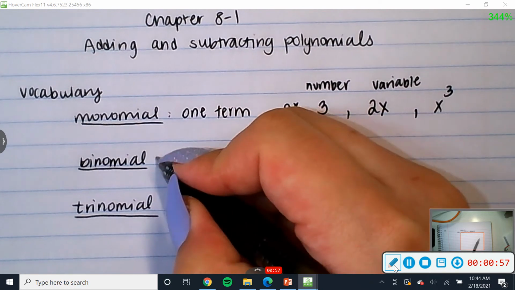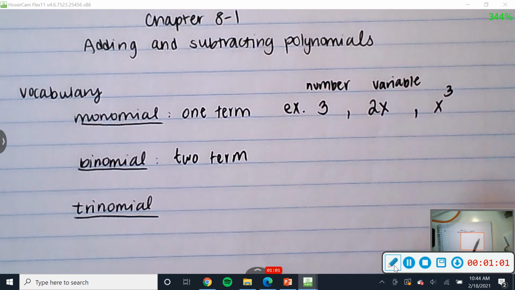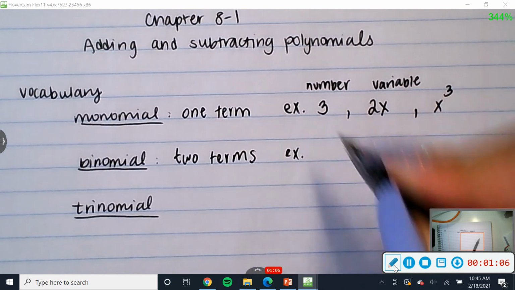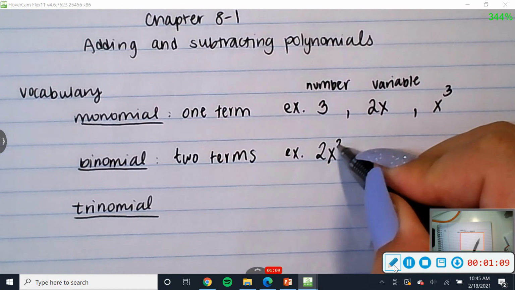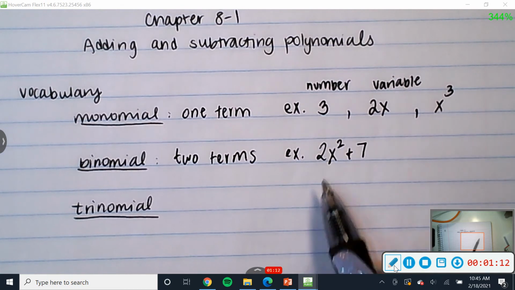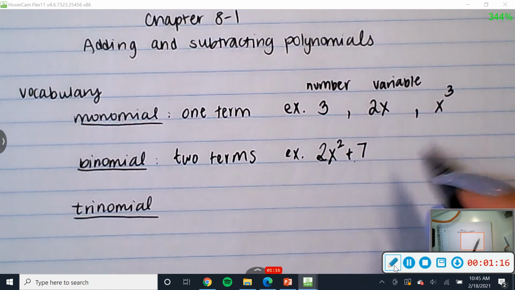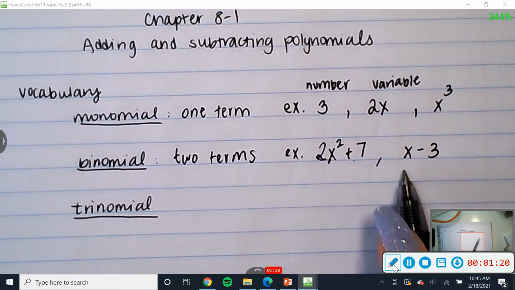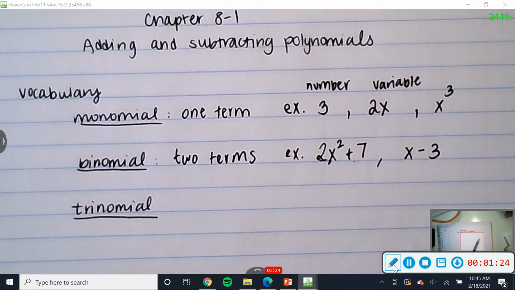Binomial is going to mean two terms. So bi meaning two. So two terms would look like this. We could have adding together a variable and a number. For example, 2x squared plus 7. There is a term right here and then a term right here. So there's two terms right here. And then you could even subtract them. So these are both examples of binomials when there's two terms.